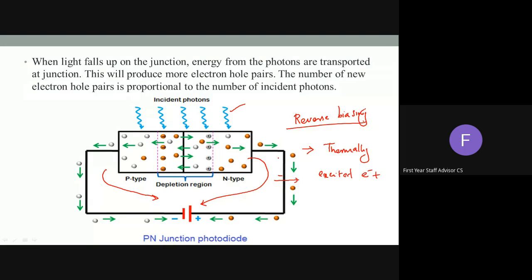So by measuring this current I, say some IR, by measuring this current or the variation of this current, we can measure what is the amount of light or what is the amount of photon which is incident on this depletion region.